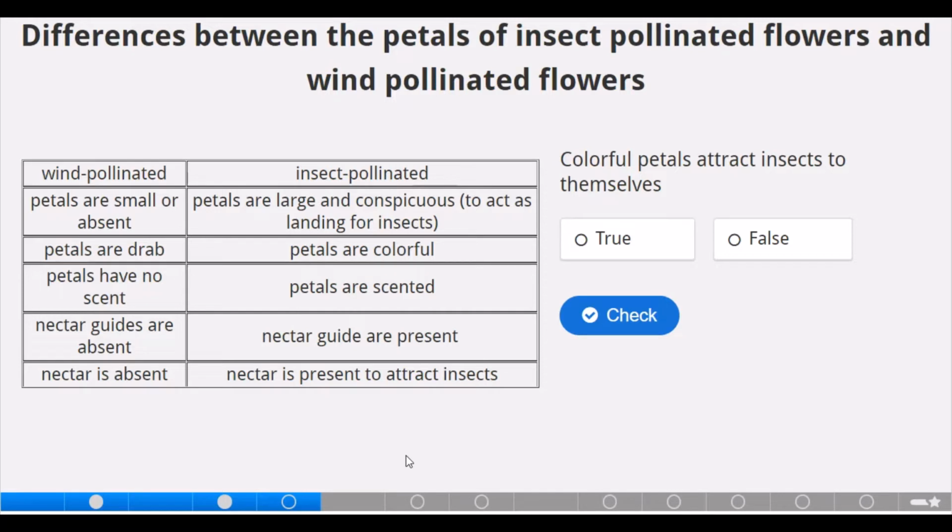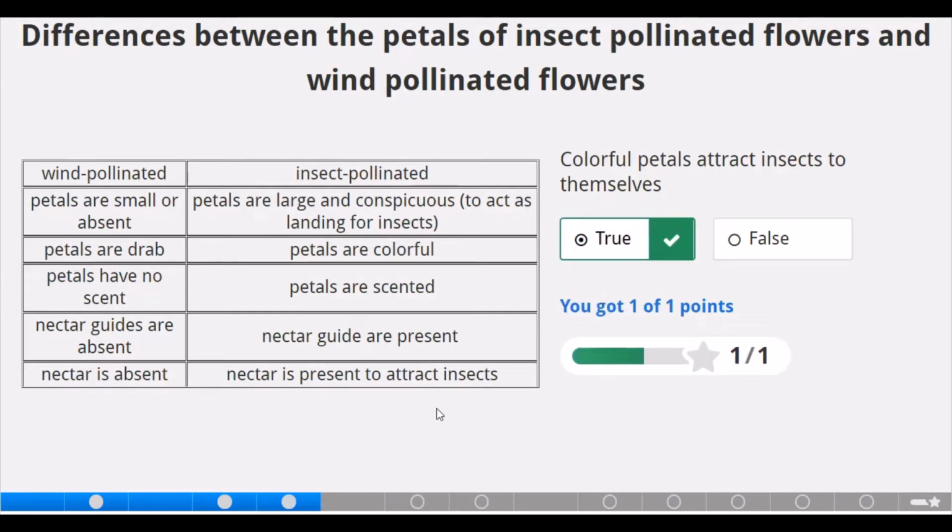In wind pollinated flowers, their petals have no scent, while in insect pollinated flowers, they have scented petals. Nectar guides are absent in wind pollinated flowers and nectar is absent, while in insect pollinated flowers, nectar guides are present and nectar is present to attract insects. Colorful petals attract insects to themselves. True or false? True.